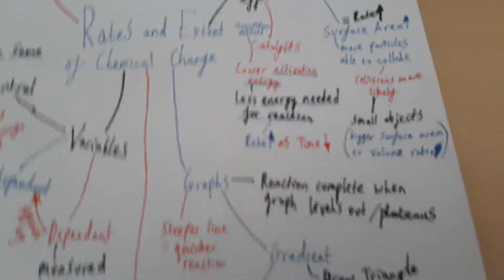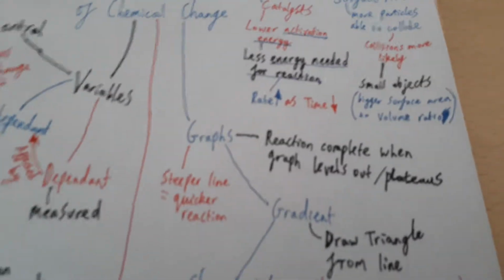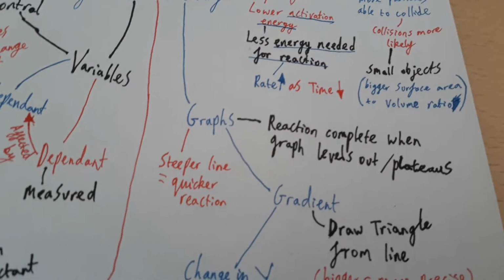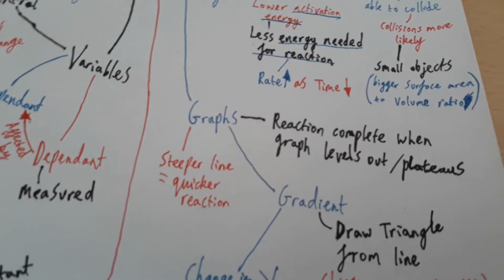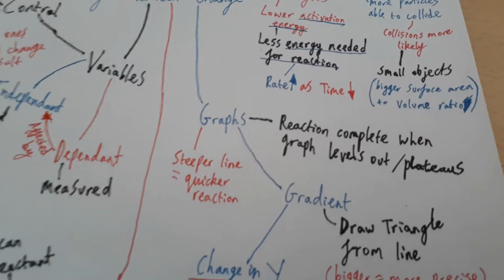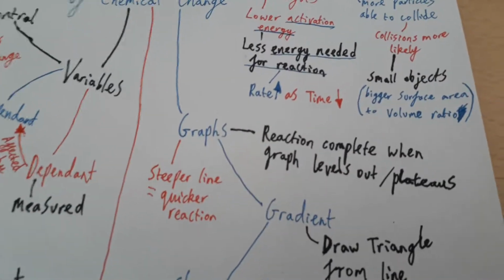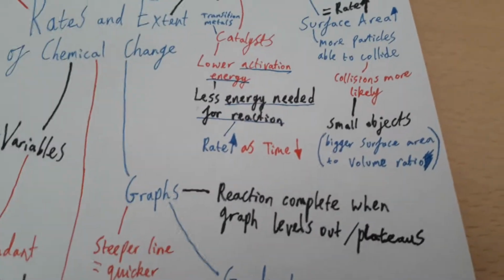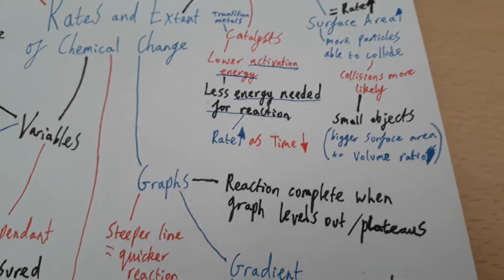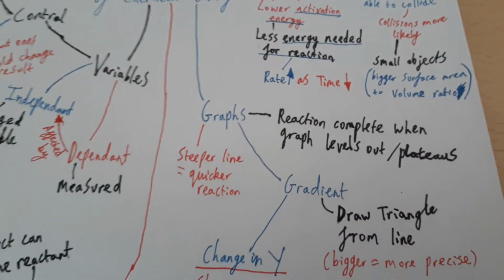Next, this is where it starts to get a bit weird. Graphs. The reaction is complete when the graph levels out or plateaus, if you're incredibly pretentious. Plateaus. Anyway, a steeper line on a graph means a reaction has taken place quicker. That also leads to the graph leveling out quicker normally.